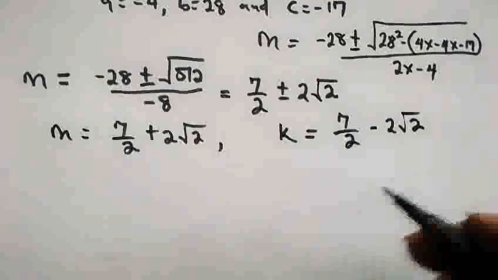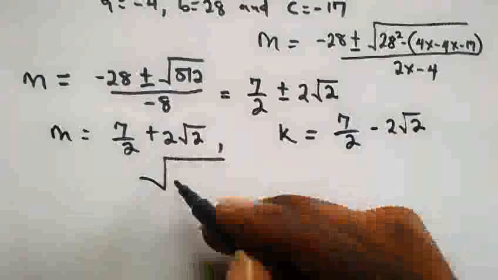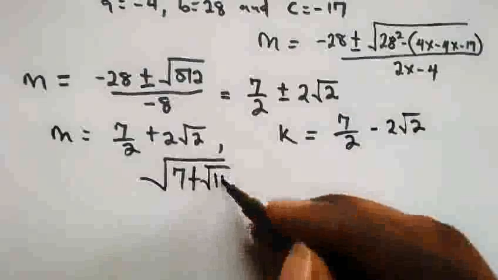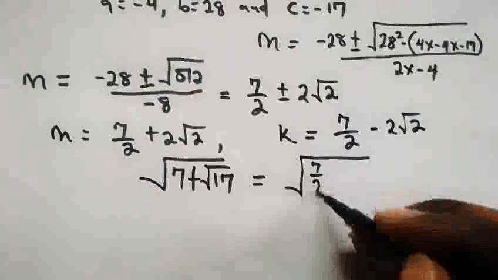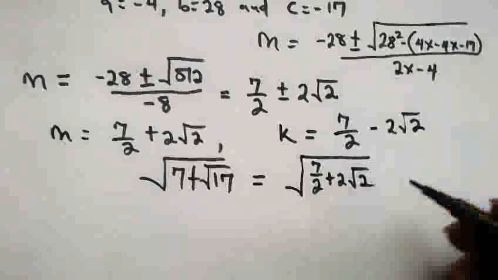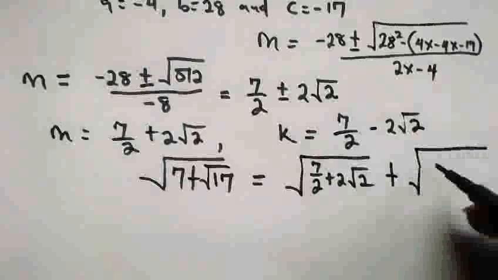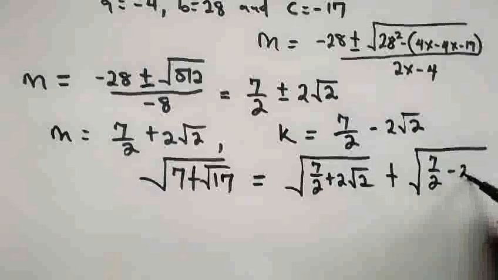So we deduce that the square root of 7 plus square root of 17 is equal to square root of 7 over 2 plus 2 square root of 2 plus square root of 7 over 2 minus 2 square root of 2.